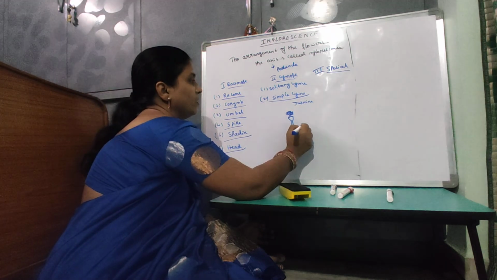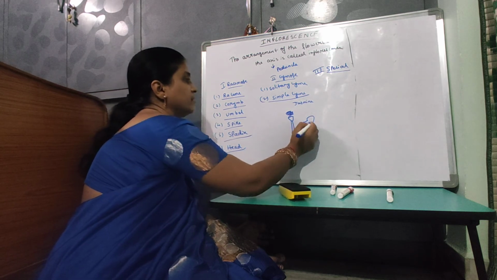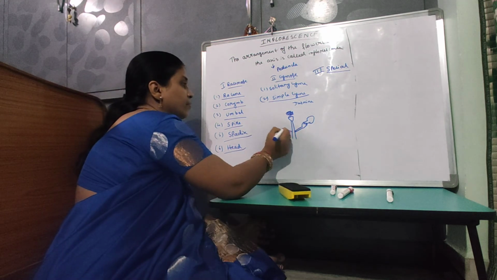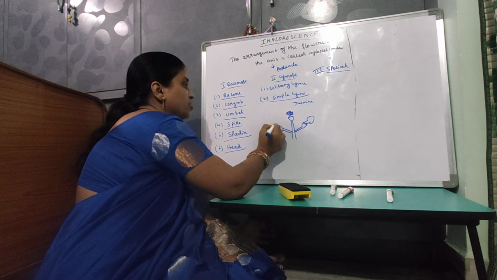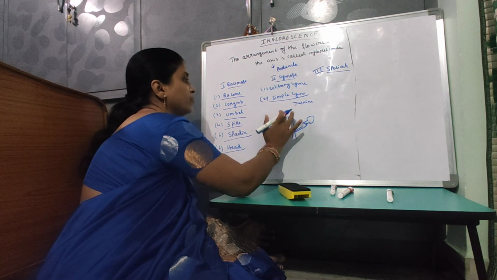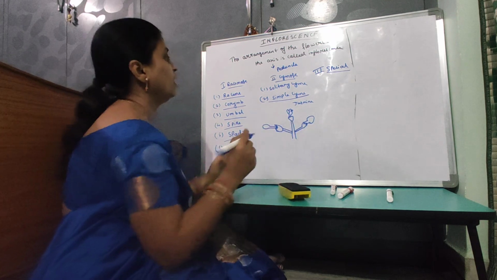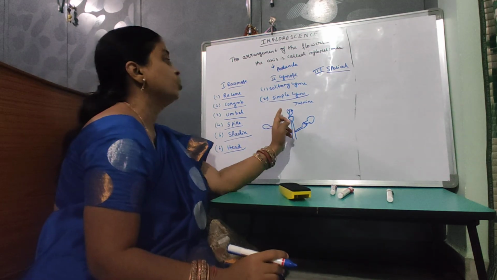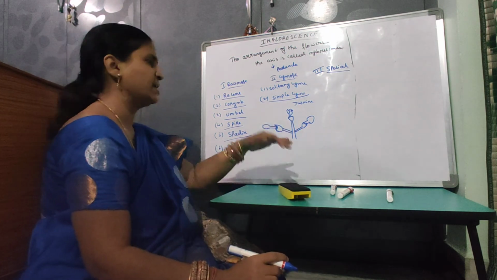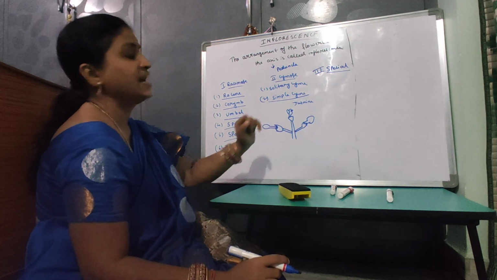Here the arrangement of the flowers is basipetal, isn't it? The arrangement of the flowers is basipetal. Okay, basipetal in the sense that the older flower is at the apex and the younger flowers are at the base or laterally present. It's a three-flowered inflorescence. Jasmine is the example.